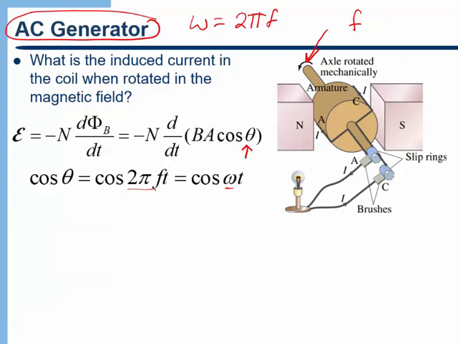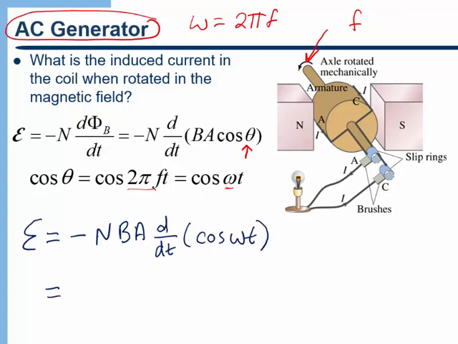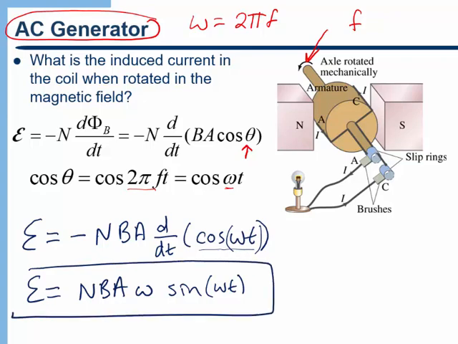Well, we get that the induced voltage is minus N. The B and the A can come out of the derivative because they're constant. And then we have the derivative of cosine omega t. Therefore, since the derivative of cosine is minus sine, we get N B A omega, we've got to remember to use the chain rule, times the sine of omega t. And that's the voltage that comes out when you simply take a loop and turn it in a magnetic field.